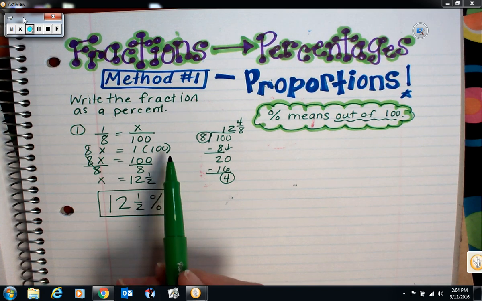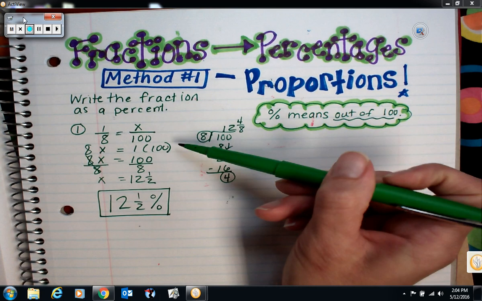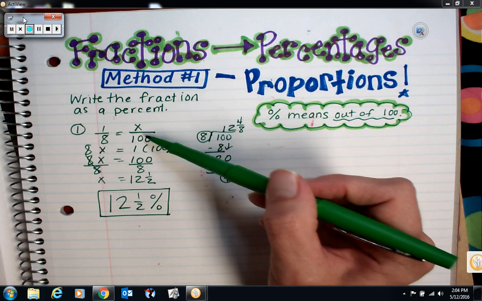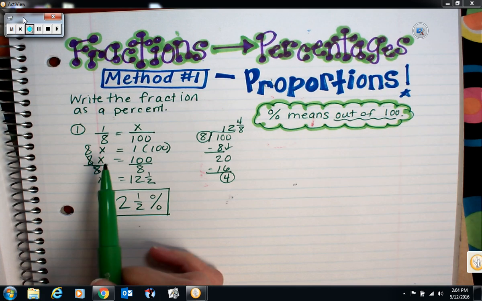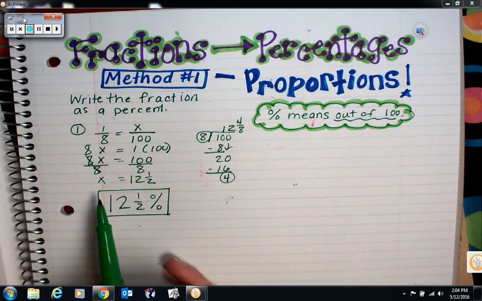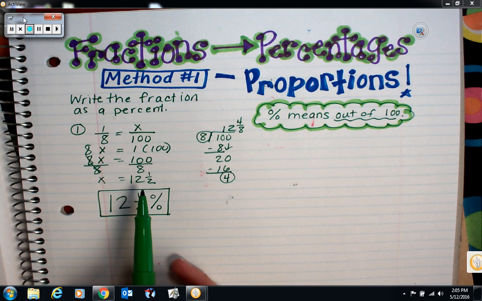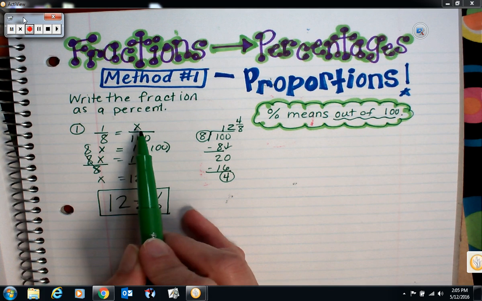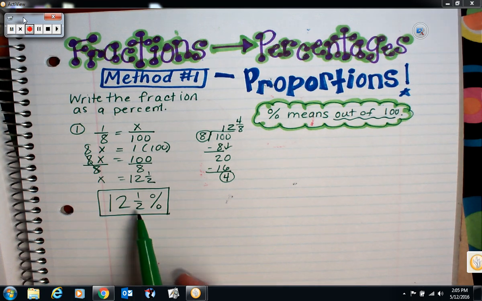solve for x. From there, we know that 8 times x is equal to 1 times 100. I divided both sides by 8 and ended up with x equals 12.5. And if x is 12.5 out of 100, it means the percentage is 12.5%.